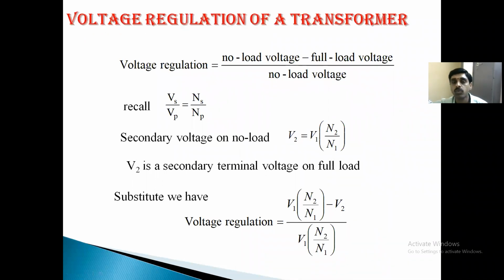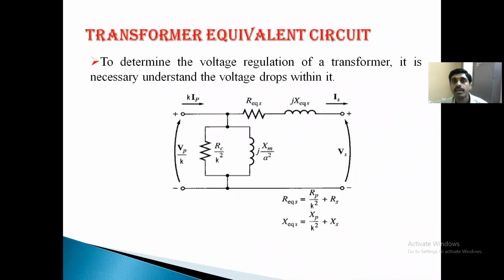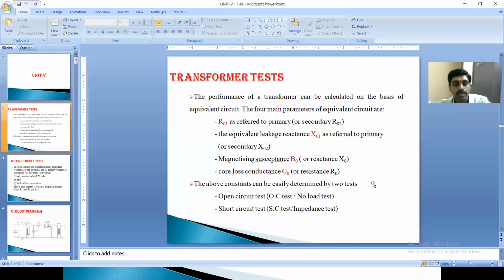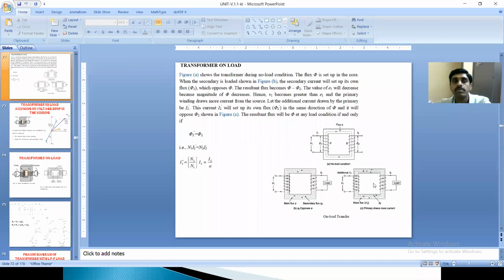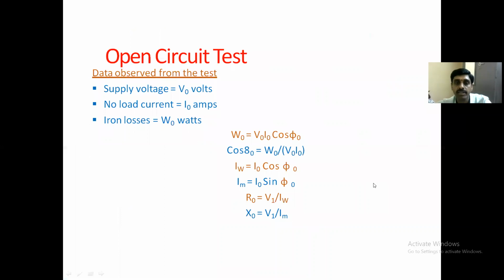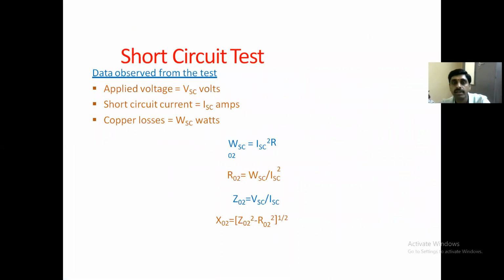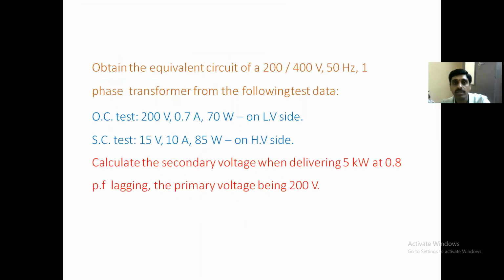So already you have seen this voltage regulation part and the transformer equivalent circuit, etc. Now I am continuing; the open circuit and short circuit tests are over. Now we are going ahead with these calculations. If you observe IW, I naught from the open circuit test, and from the short circuit test, you can calculate R naught and X naught. So these things you have already seen.